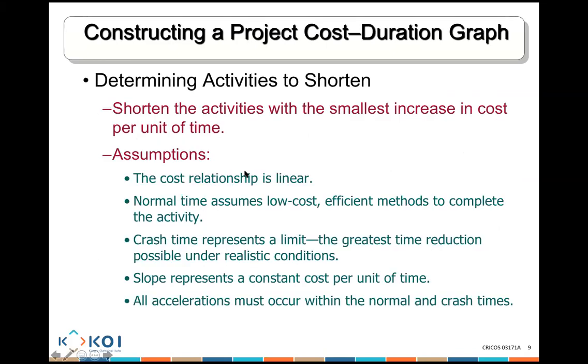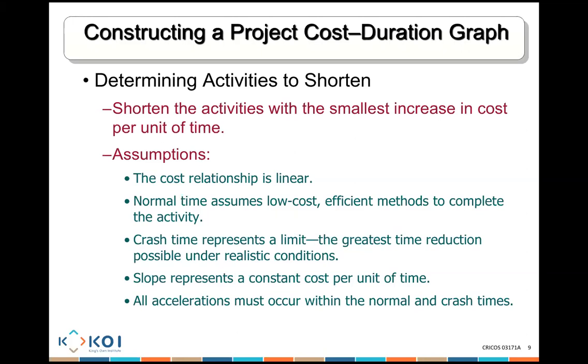Now, we need to determine, guys, the activities that we need to shorten. Which activity is going to cost me the least? Shorten the activities with the smallest increase in cost per unit of time. As I said, there's one path, two paths. We count the duration for the first, we count the duration for the other, and then we find which activity on the critical path will cost me the cheapest to reduce my duration.